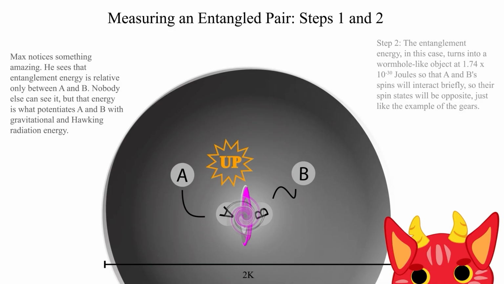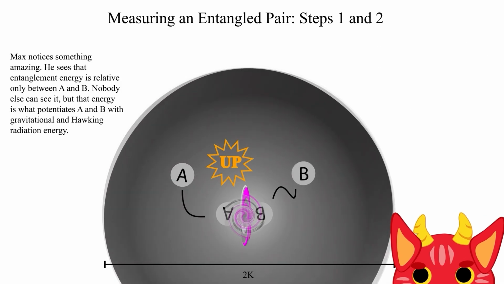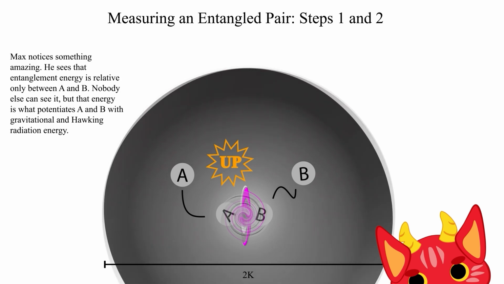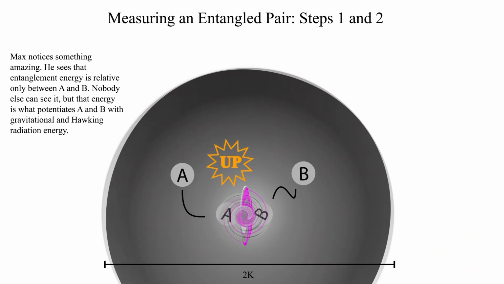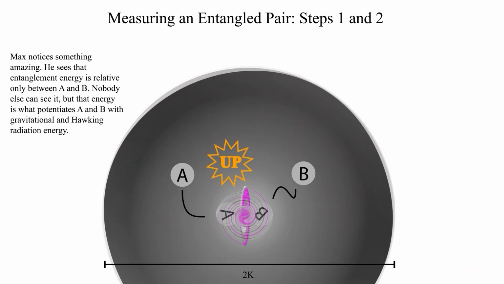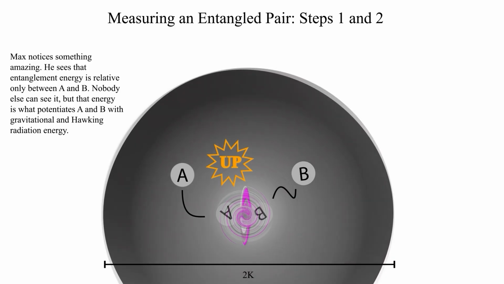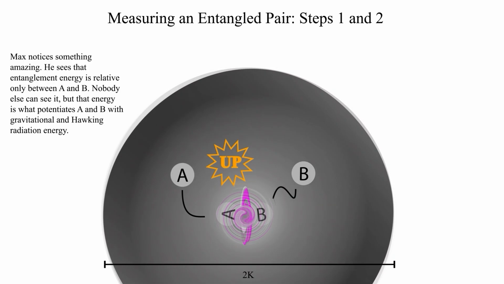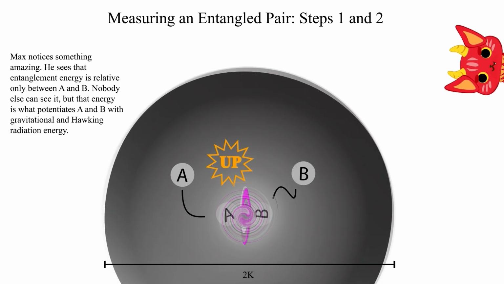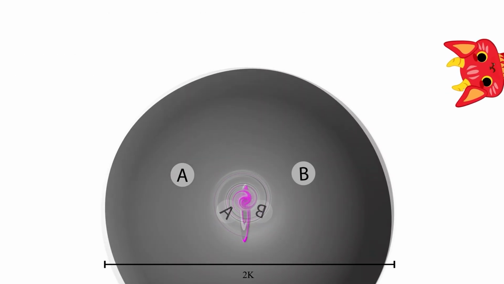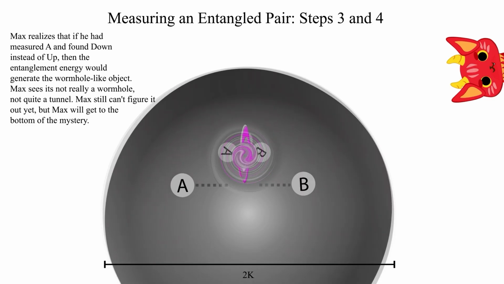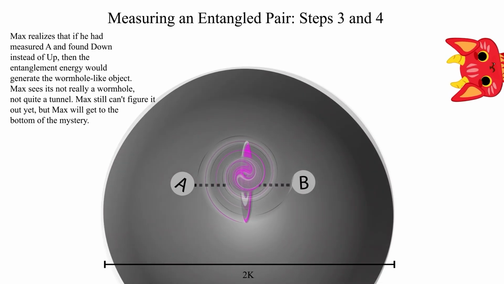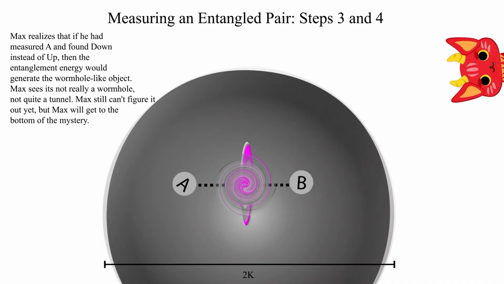Max notices something amazing. He sees that the entanglement energy is relative only between A and B. Nobody else can see this energy, but that energy is what potentiates A and B with gravitational and Hawking radiation energy. Max realizes that if he had measured A and found down instead of up, the entanglement energy would generate the wormhole-like object.